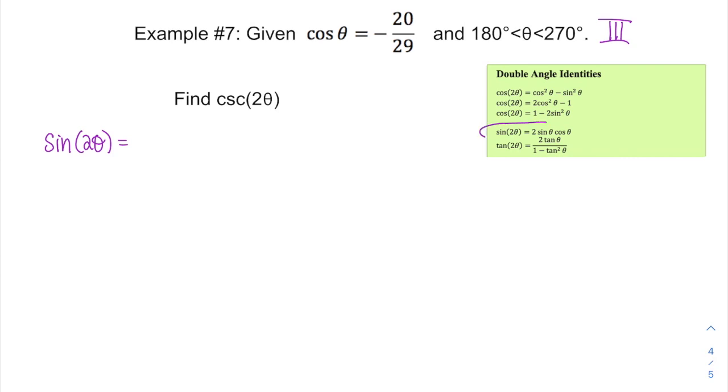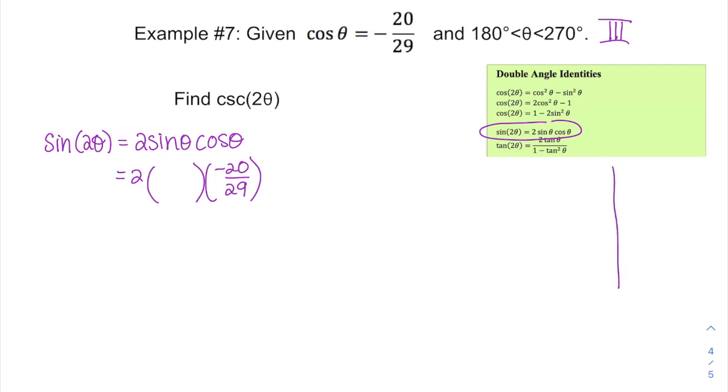So the formula we have for sine 2 theta is 2 sine theta cosine theta. So I know cosine theta is negative 20/29. So now I have to find the sine of theta. So I'm going to draw a picture over here. We're in the third quadrant. This is technically theta, but this is the reference angle we are working from. We've got cosine, so negative 20 on the adjacent side, 29 on the hypotenuse.